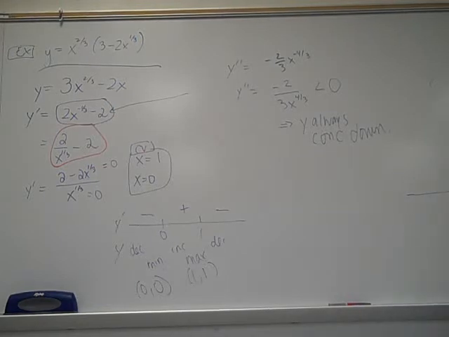And let's try to piece that together with the decreasing, increasing, decreasing pattern. So to the left of 0, I'm decreasing, and I'm concave down, so I have to look like this. From 0 to 1, I'm increasing, but still concave down. And then after 1, I'm decreasing, and still concave down. Oh, it's a cusp.